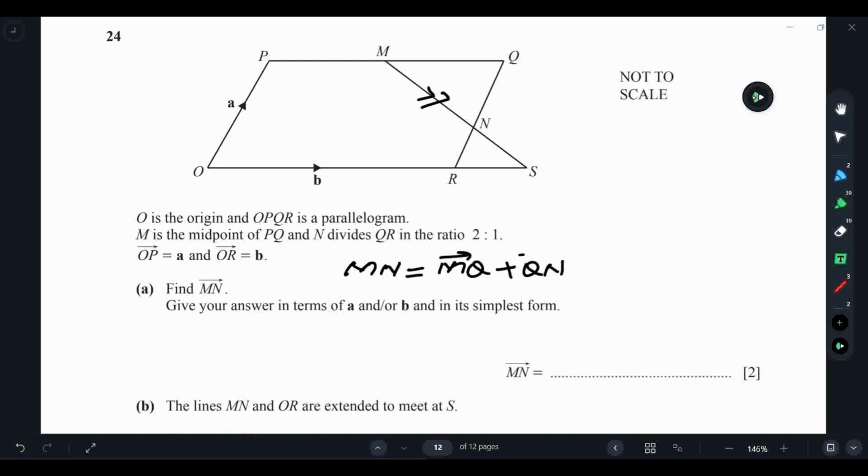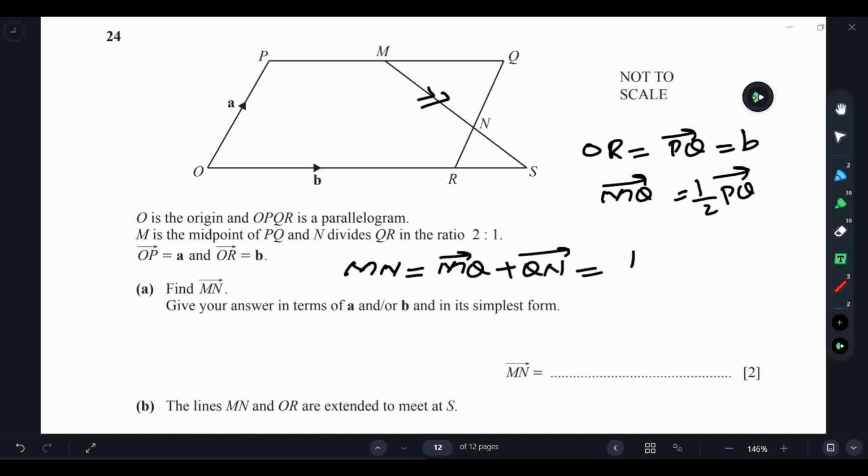Now what will be the value of MQ? They say that M is the midpoint of PQ. We know that this one is the parallelogram PQ, and M is the midpoint, so MQ is half of PQ, and we know that PQ is equal to B. So MQ will be equal to 1 by 2 B plus QN. Now we need to find QN.